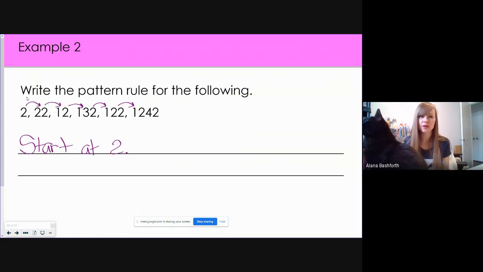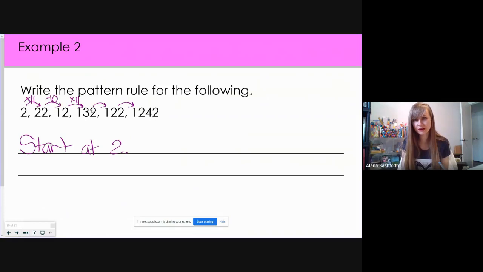Let's think multiply. What can we multiply 2 by to get 22? 11. 2 times 11 is 22. Then 22 minus 10 is 12. Then to get from 12 to 132, we go times 11. You can use a calculator if you need to. If you were doing this on your own, I would expect you to use your calculator to make sure that you knew what this was. I even used a calculator to make sure. And then 132 minus 10 equals 122. And then this is going to be times 11 again.